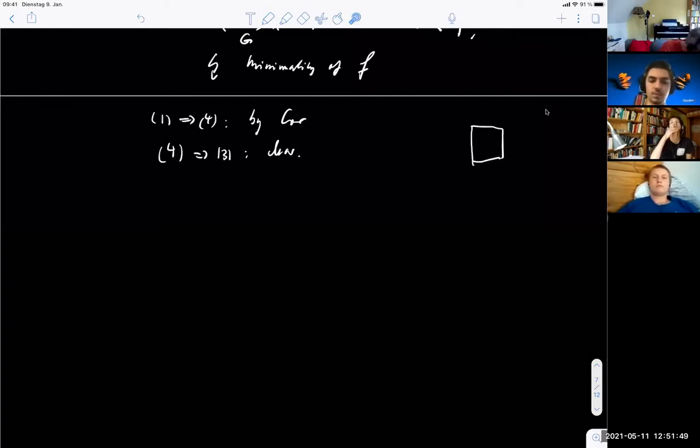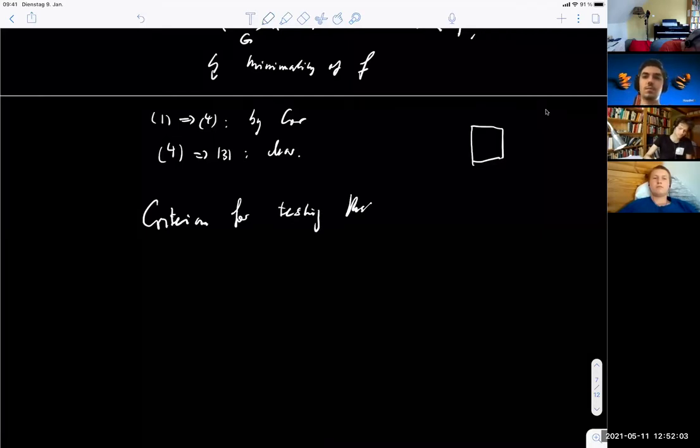How to test? We need a criterion for testing that we have a Gröbner basis. So that's what we want. And where is the problem? Let's go back to one simple example we already had, and there we see what the problem is.